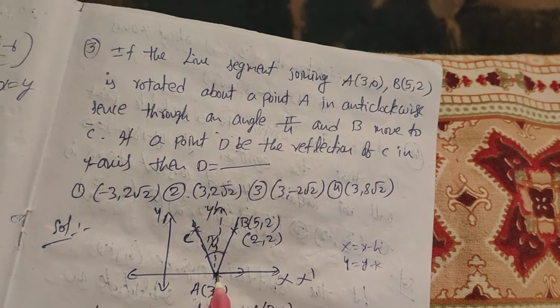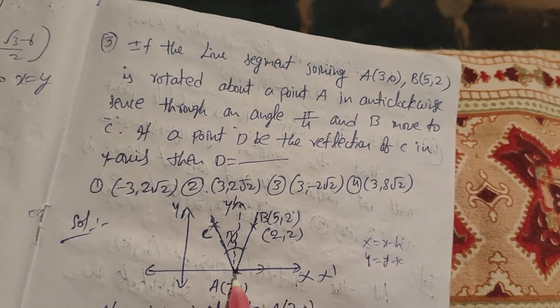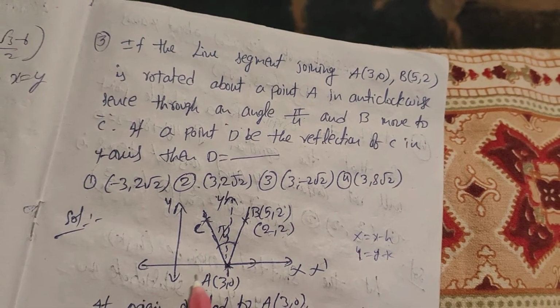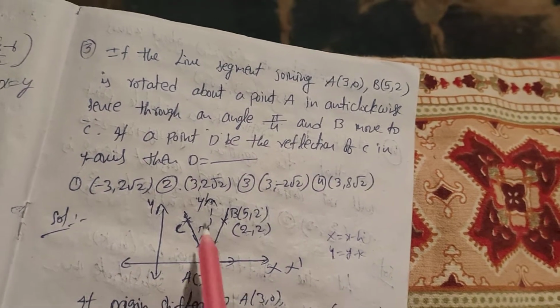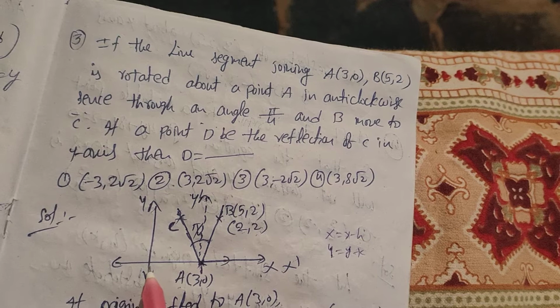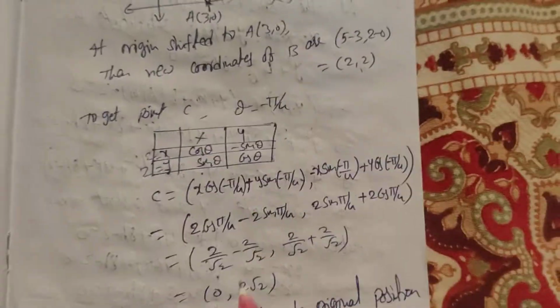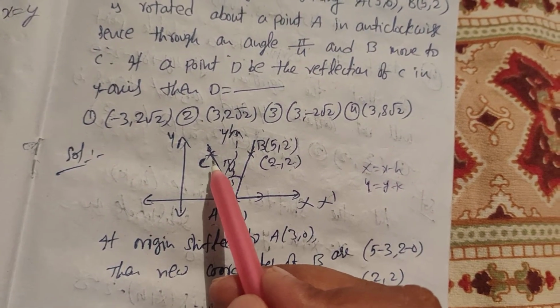But he is not asking to shift the origin. That means he is not asking to translate the origin to 3 comma 0. For our convenience, we are translating the origin to 3 comma 0. So now we have to find out the point C according to the original coordinate axis. That means after finding C here as 0 comma 2 root 2, now we have to find out the original coordinates of C.